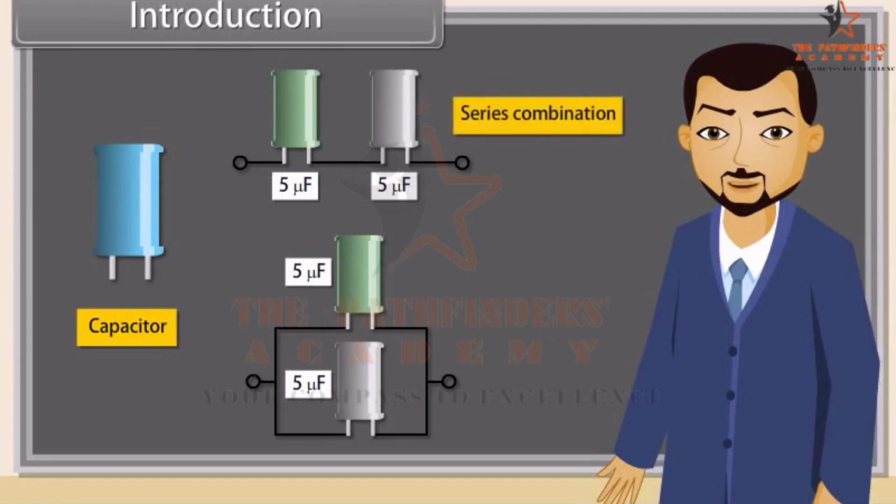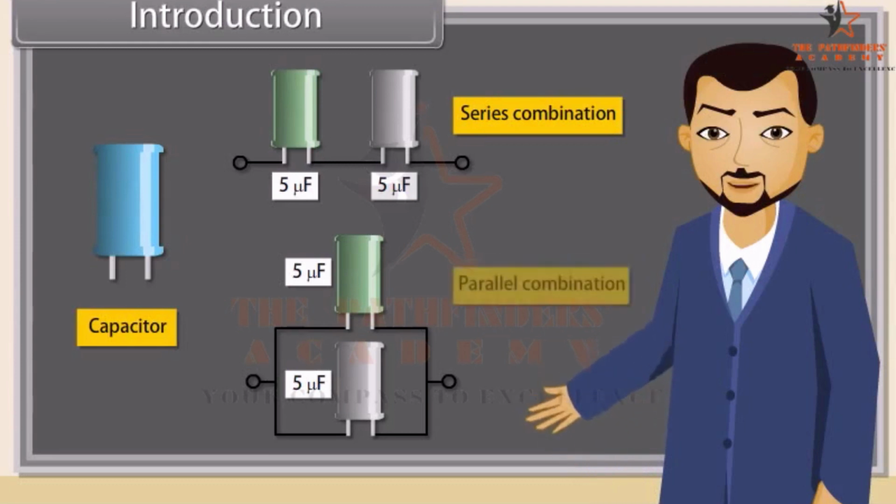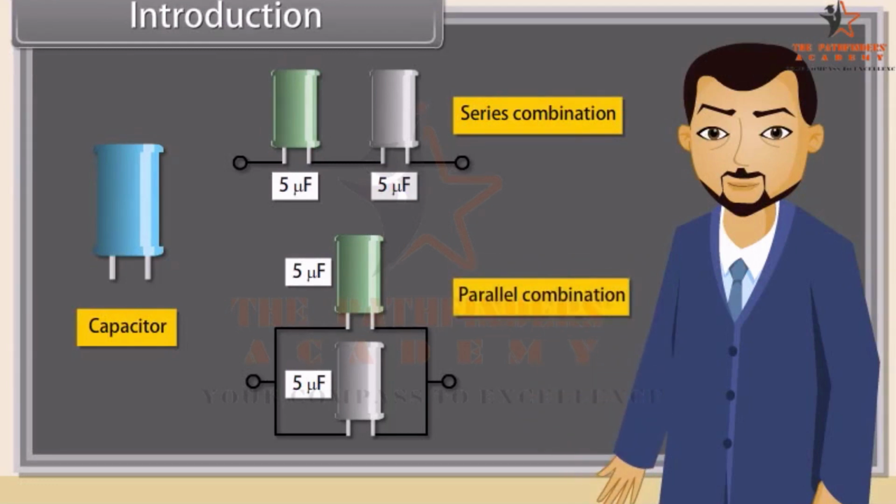In series combination, the reciprocal of the equivalent capacitance is equal to the sum of the reciprocals of the individual capacitances. However, in parallel combination, the equivalent capacitance is equal to the sum of the individual capacitances. Students, today we will study more about this in the chapter Electrostatic Potential and Capacitance.